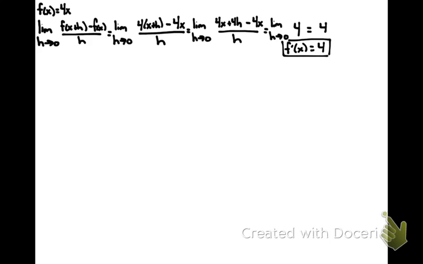So in example 3, we are told that f of x equals x squared plus x, and we'd like to find f prime of x by the definition of the derivative of the limit as h goes to 0 of f of x plus h minus f of x all over h.